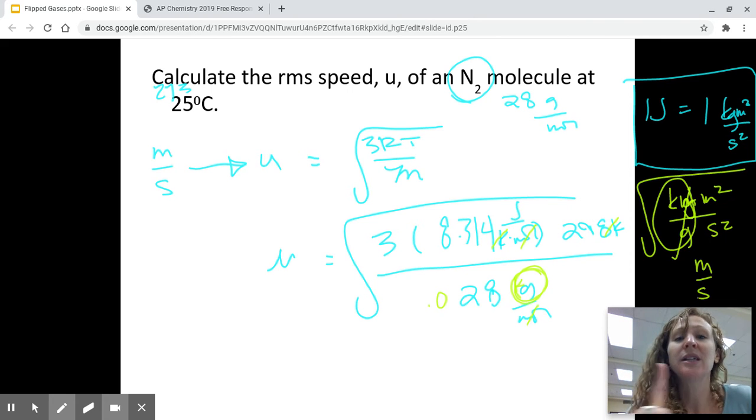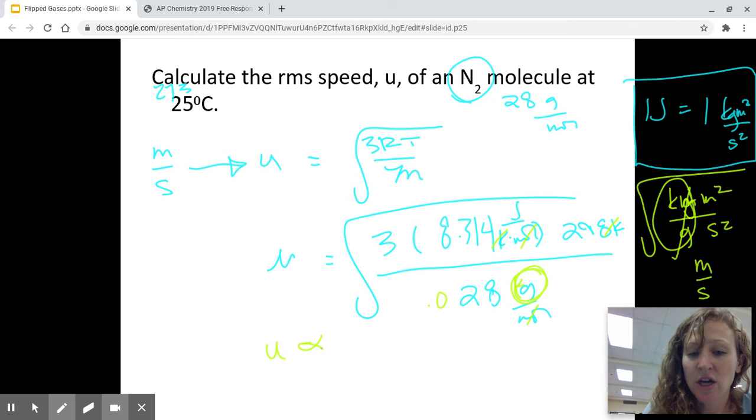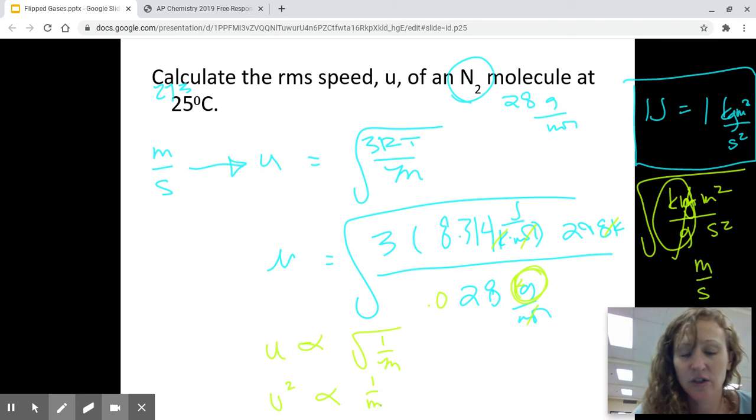You have to know speed is directly proportional to temperature, speed is indirectly proportional to molar mass, and it's a squared relationship. It's not a linear relationship. It's a squared relationship because of that square root in there. You can think of it this way, that the speed is indirectly proportional to the square root of molar mass. Or you can look at it this way, the squared speed is proportional to the inverse of molar mass. So whichever way makes more sense in your brain is the way you should remember this.